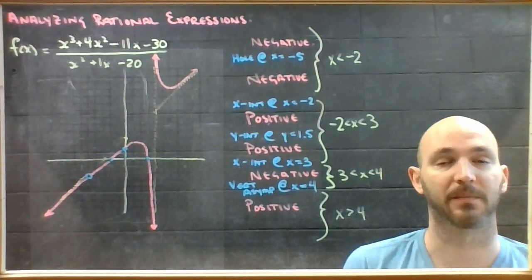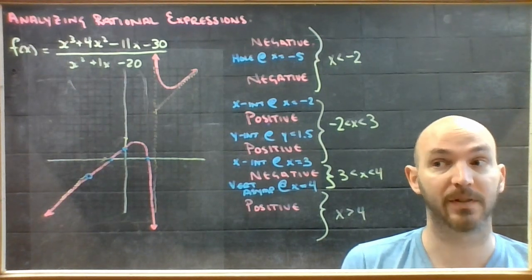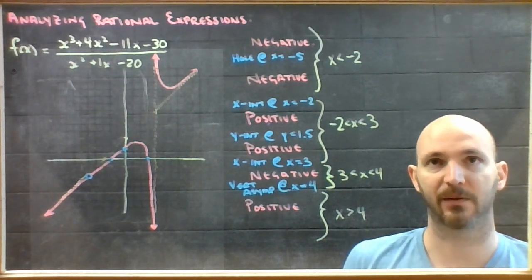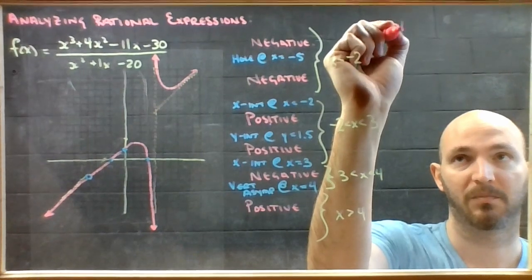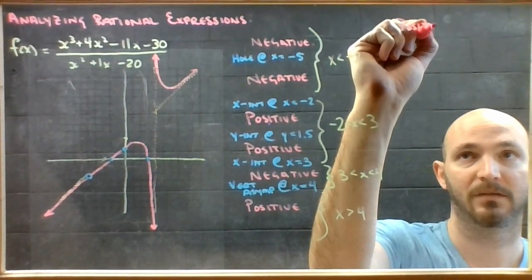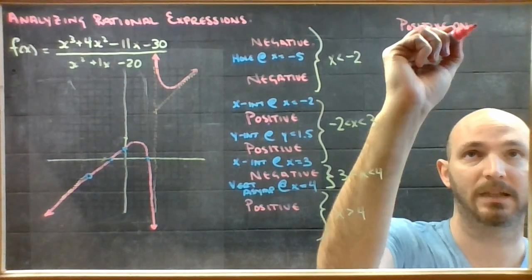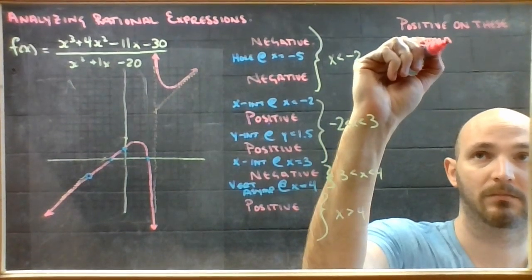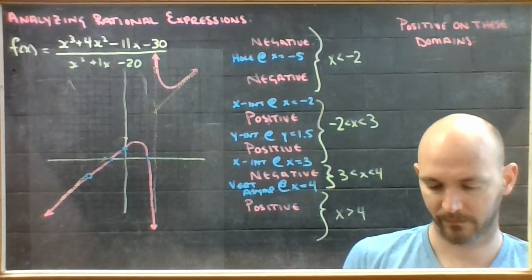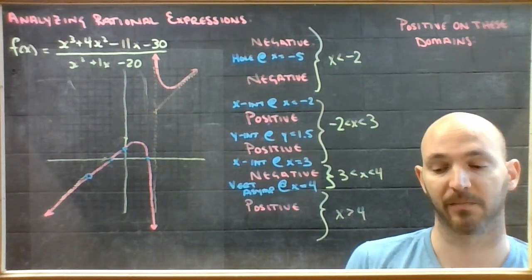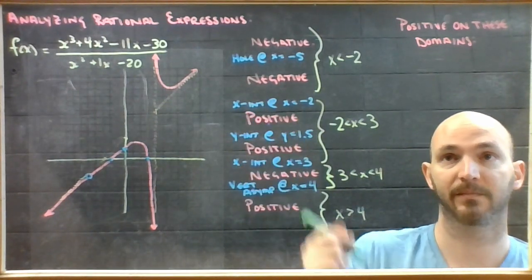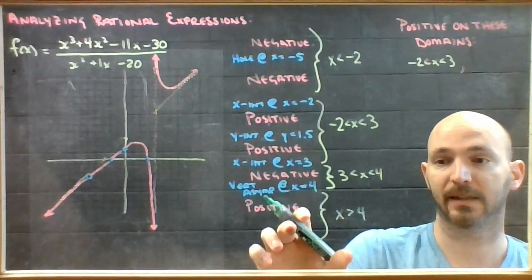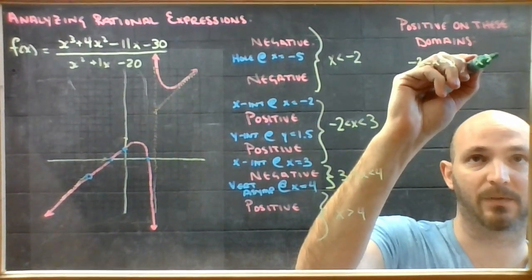So in the practice problems, you're asked to identify all of the domains where the function is positive and all of the domains where it's negative. So if I were to just summarize that up here, positive on these domains. Well, I just have to go through the list here and pluck them out. So it's this one, -2 is less than x, which is less than 3. And this one, where x is greater than 4.